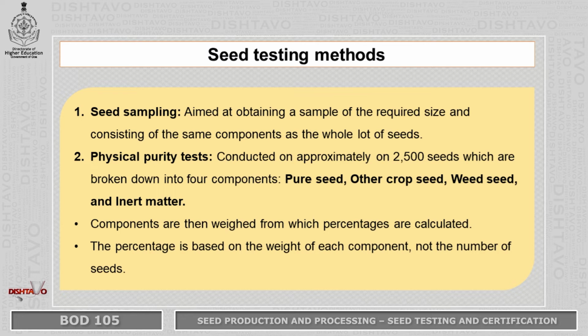Second, physical purity test, conducted approximately on 2500 seeds which are broken down into 4 components, which includes pure seed, other crop seed, weed seed and inert matter. Components are then weighed from which percentages are calculated. The percentage is based upon the weight of each component and not the number of seeds.